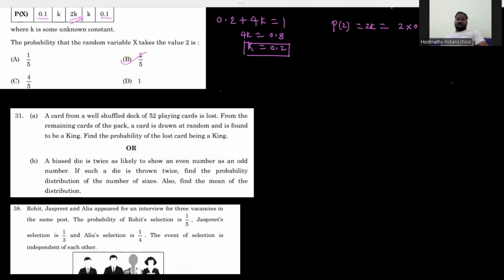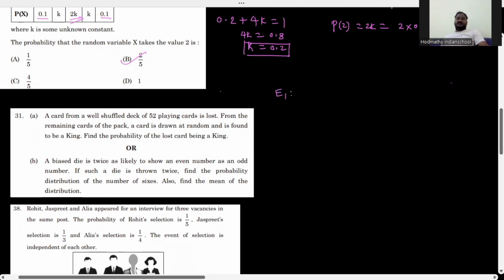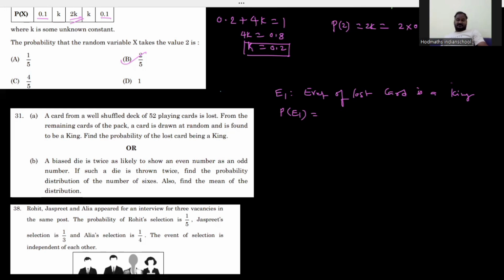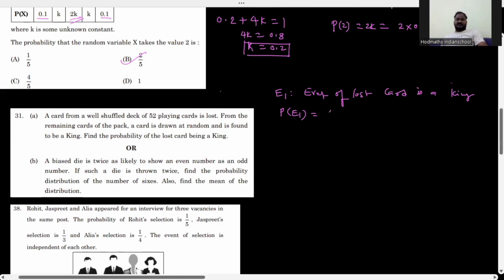Now you are going to have events. What are those events? E1 is the event that the lost card is a king. We have 52 cards, right? Then tell me what is the probability of E1? The probability of E1 is nothing but drawing a card which is a king from 52 cards. So what is the probability of drawing a king? It is 4 divided by 52, which is equal to 1 divided by 13.